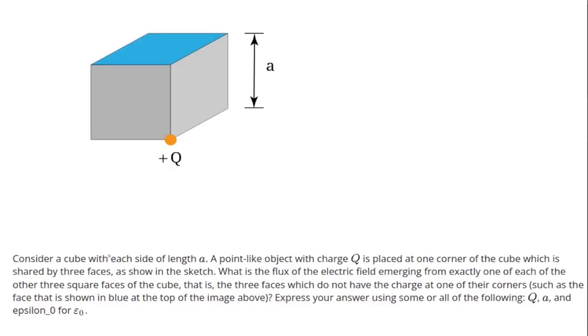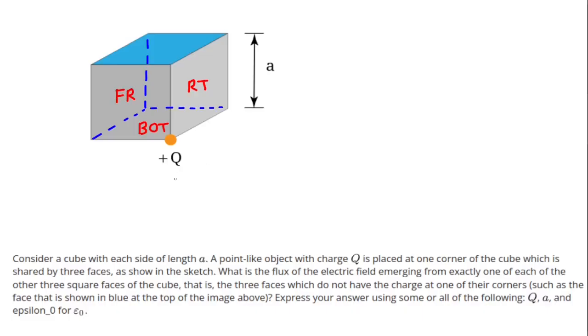Consider a cube with each side of length a. A point-like object with charge q is placed at one corner of the cube, which is shared by three faces. So that will be the bottom face, the right face, and the front face.